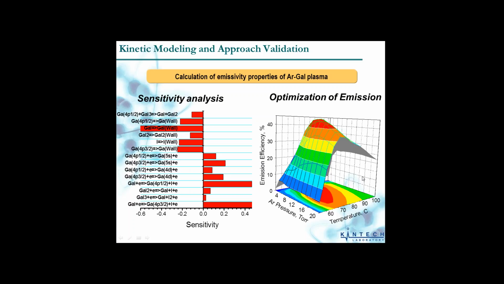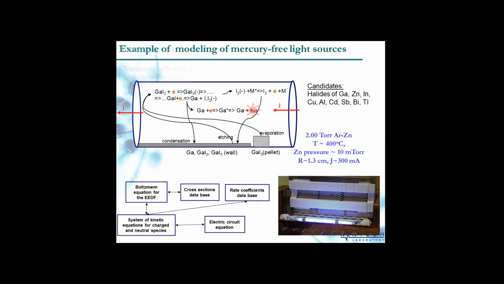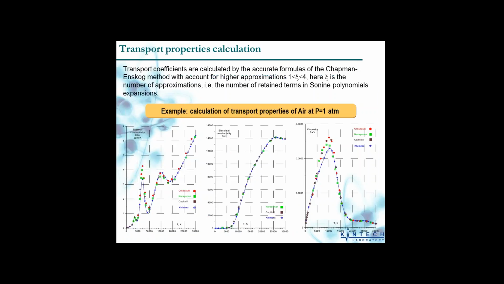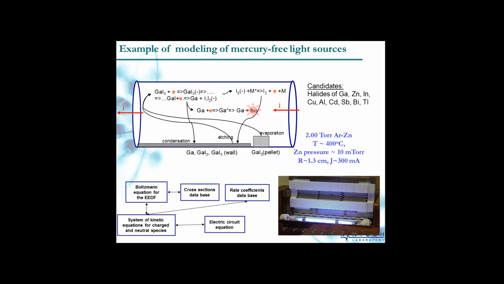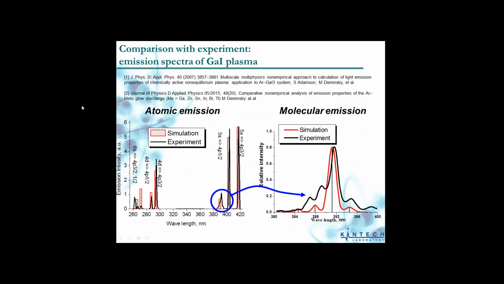More detailed information about how these calculations were performed, with a detailed description of how the rate constants and cross sections were calculated, you will find in the paper, this first one. There is more detail about the particular application of Chemical Workbench.